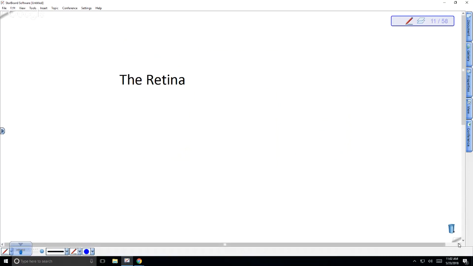We'll talk about the retina. Okay, so the retina, let's talk about the photoreceptors. So you have two different types of photoreceptors in your retina. Does anybody know what they're called? Yes. So rods, right? And I'm going to put cones over here. And they're named this because of the way they're shaped. So the rods are rod-shaped, the cones are cone-shaped. Okay?